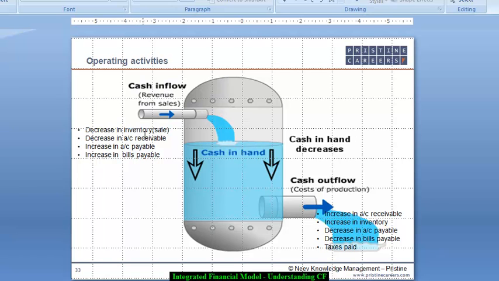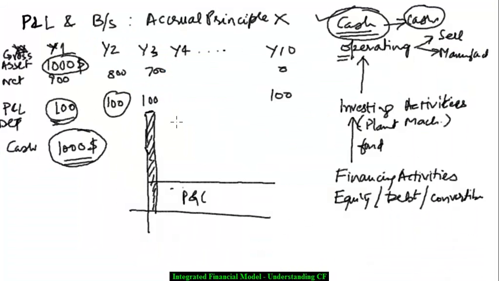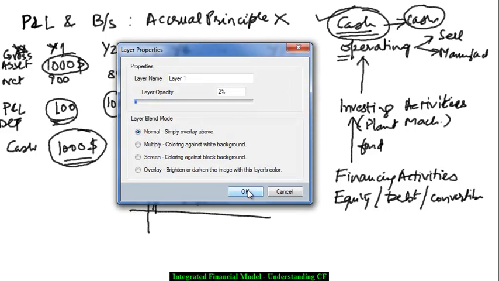Obviously, if your inventory is increasing, inventory is like a current asset to you, right? So let's look at what an increase in inventory means. For example, let's say in year 1, I had a total raw material inventory of, let's say, $100. In year 2, if I have an inventory of $200, this is my inventory value.